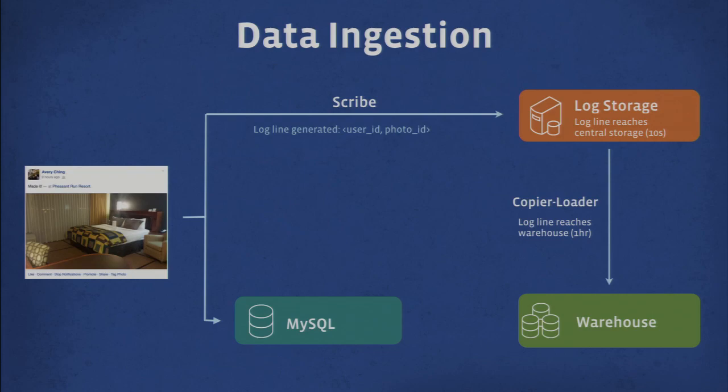Once the data hits log storage, after it's aggregated for some time, we then have a process called copier loader, which takes this data and dumps it into the warehouse. At the same time, we're accessing MySQL, and we're scraping that data and moving it into the warehouse. So what you have here, essentially, is a combination of log data plus user data being joined together in the warehouse where we can do lots and lots of analysis.